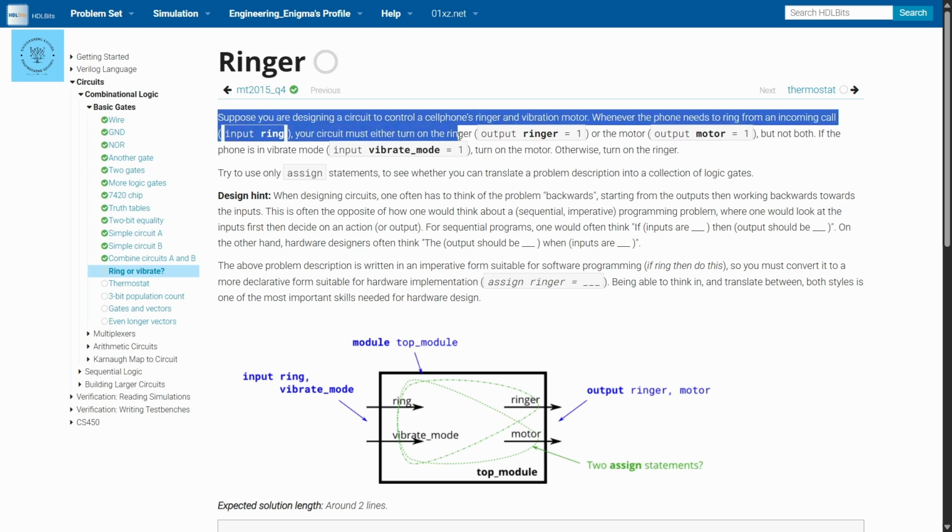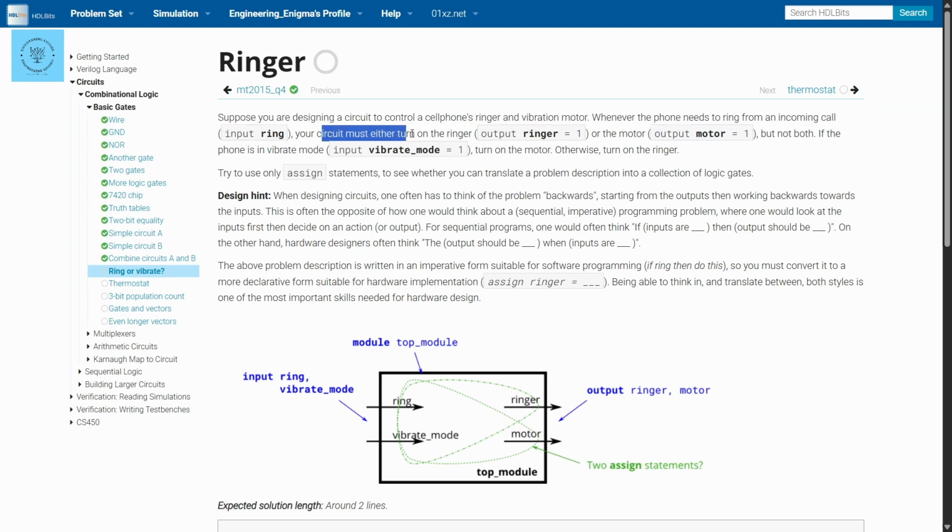Suppose you are designing a circuit to control a cell phone's ring and vibration motor. Whenever the phone needs to ring from an incoming call, input ring, your circuit must either turn on the ringer or the motor. So whenever your cell phone rings, it must turn on the ringer equal to 1 or motor equal to 1, but not both. If the phone is in vibrate mode, then we have to just turn on the motor.